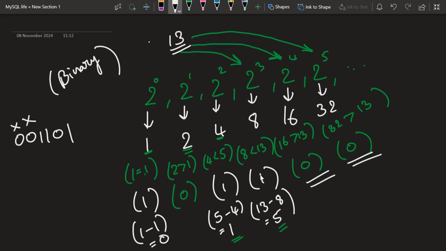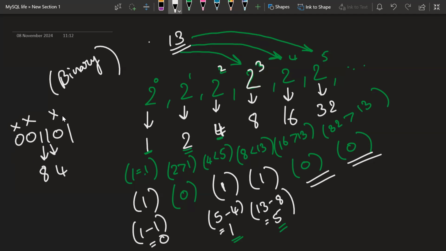Okay. But here it is 1, so we should not ignore. We have to consider the power. What is the power? That is 2 power 3 here. In the sense, it is the value of 8. So we have to write the value of 8. Okay. Now what is the power for this particular one? That is 2 power 2. In the sense, we are getting the value of 4. So you can write 4.